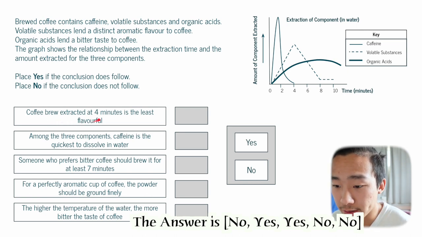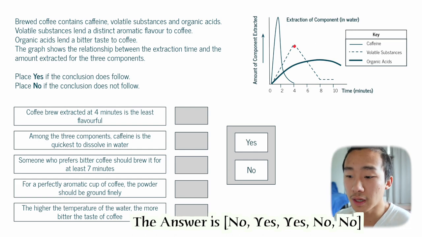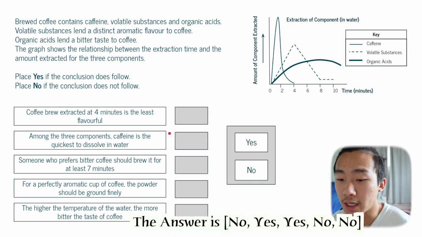Okay, so coffee brew extracted at 4 minutes is the least flavorful. So we know flavor corresponds with volatility. If we look at the volatility over here, at 4 minutes, it has peak volatile substance. Basically, what that means is it has the peak amount of flavor. So it would be a no for this one because it's completely false. Some people might make the mistake of confusing all of these lines, so pay extra attention, because if you mistakenly think the caffeine is the line for the volatile substance, you might get this one wrong.